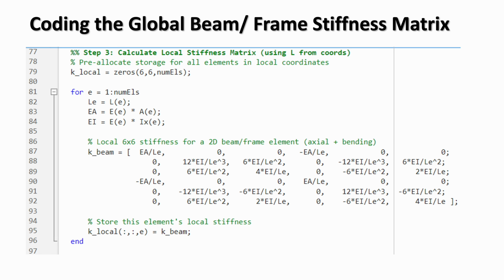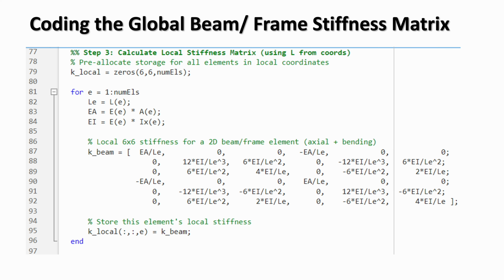LE is the length from the geometry step. EA is the axial stiffness, modulus times area. EI is the flexural rigidity, modulus times second moment of area. We then explicitly give the standard 6x6 stiffness matrix for a 2D frame or beam element, combining axial, shear, and bending effects. The EA over LE terms along the top left and bottom right corners capture the axial stiffness.